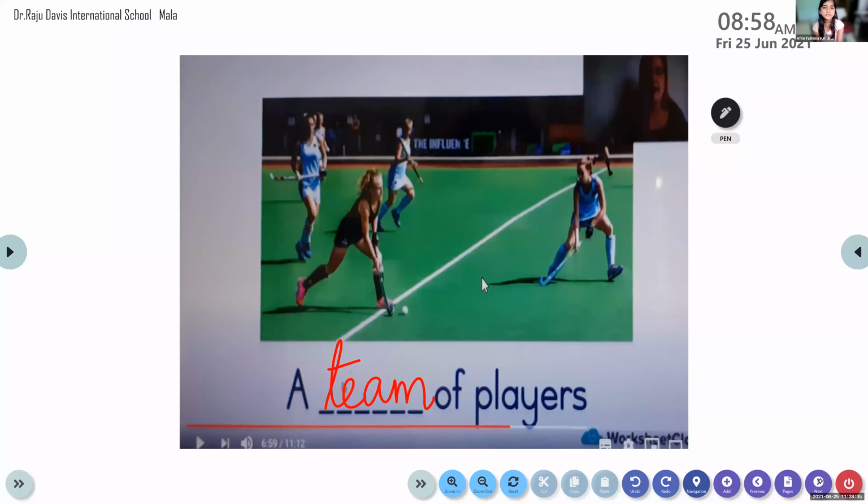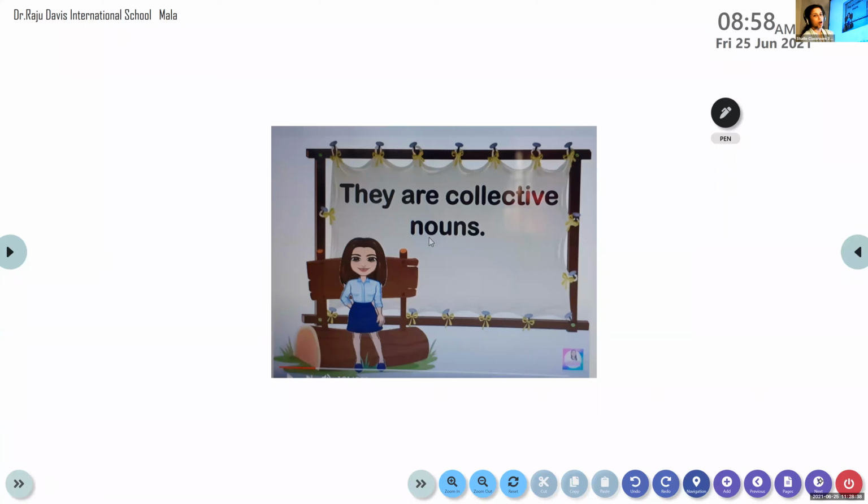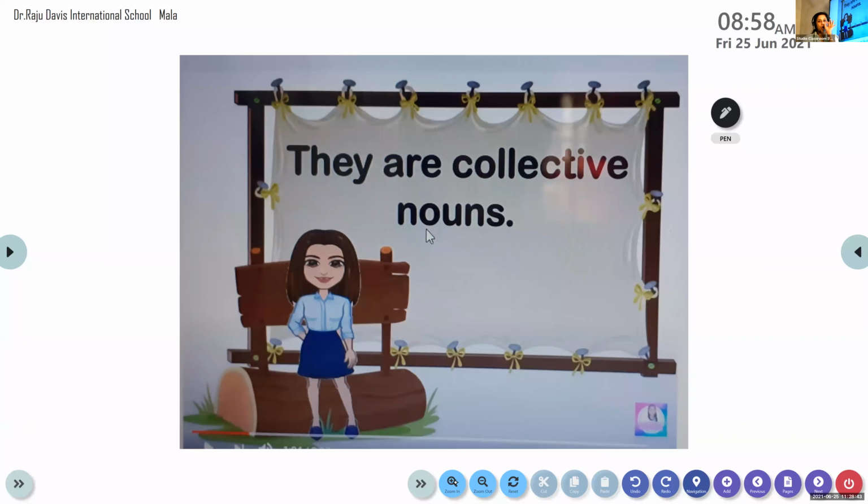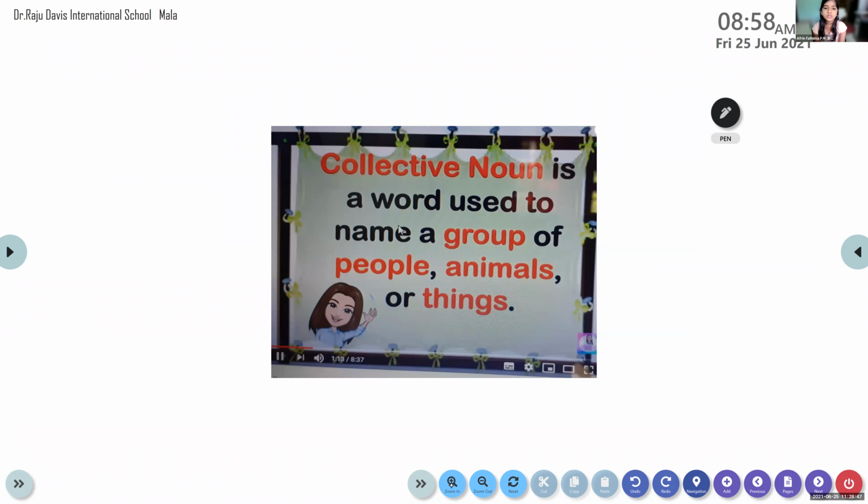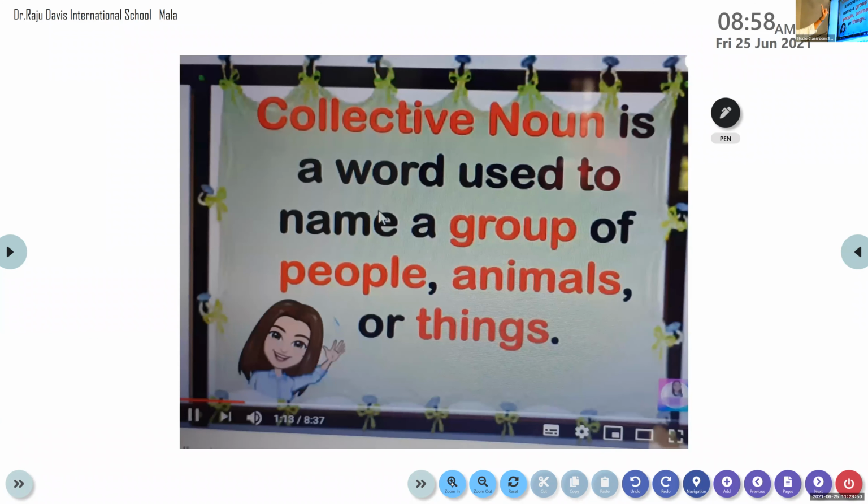So what is a collective noun, children? Yes, a collective noun is a collection. What we have studied now are all collective nouns. A collective noun is a word used to name a group of people, animals, or things as one whole. Okay, we'll include this as well.